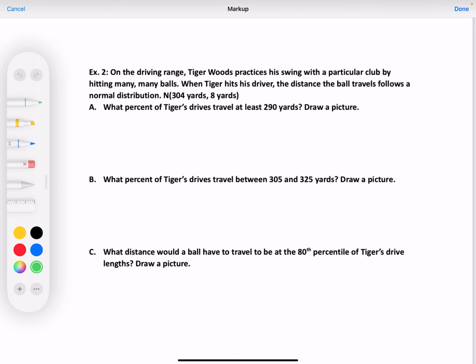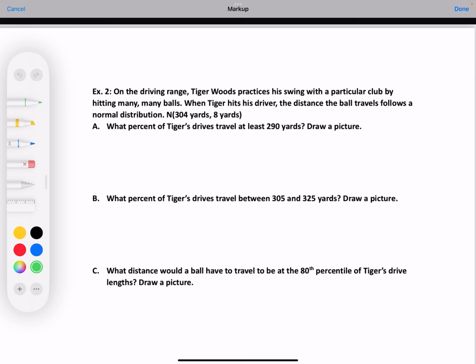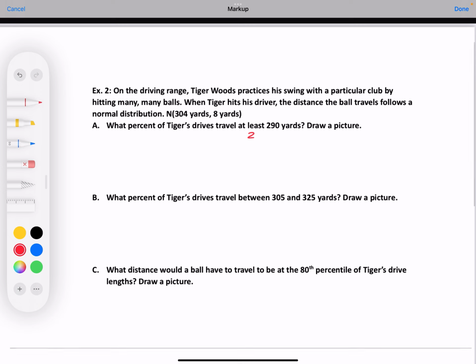We're actually not going to draw a picture for that one. At least 290 means anything above 290 and including 290, so 290 or more.